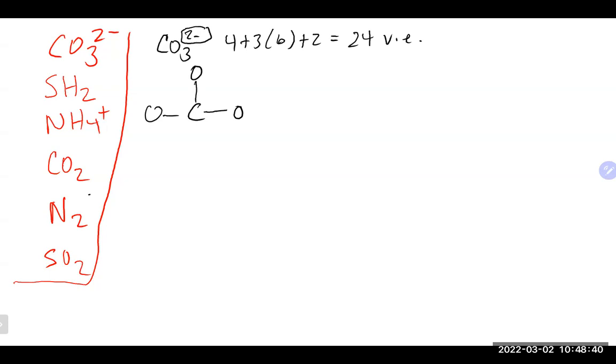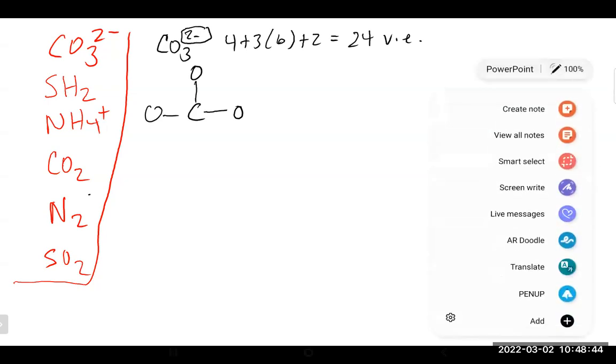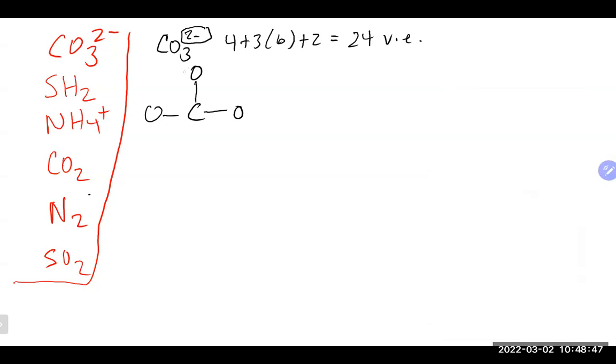That's going to be 2, 4, 6 electrons. That is going to leave us 18 more to go, which are going to go here on the outside in pairs. So 2, 4, 6, 8, 10, 12, 14, 16, and 18. At this point, I have put on all my electrons, and like the one we did previously, we see here that the carbon is short. It only has 6 electrons. All the other ones have 8.